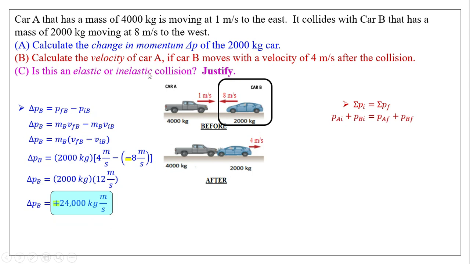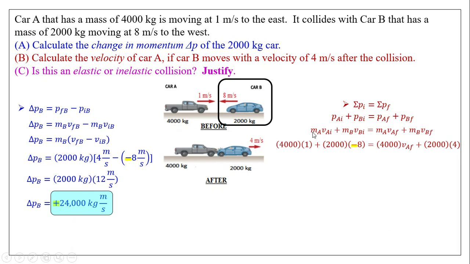Part B asks you to find the velocity of car A. To find the velocity of car A, set up conservation of linear momentum. Initially, you have two objects moving, so there's a PAI plus a PBI, and then on the right side, there's a PAF plus a PBF. I'm just going to expand PAI, PBI, PAF, and PBF into their respective terms. PAI is simply MA times VAI. Likewise, PBI is just MB times VBI. And likewise on the right side, the only difference is the subscript F for final.